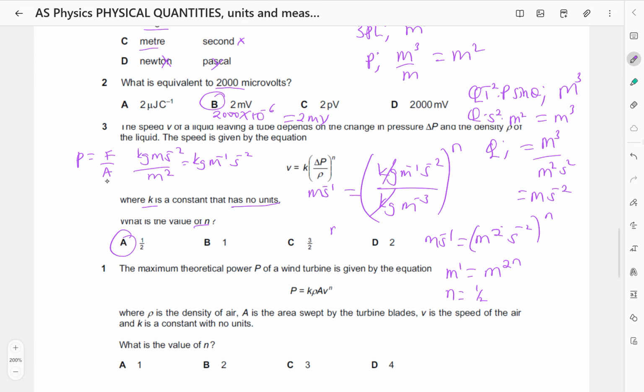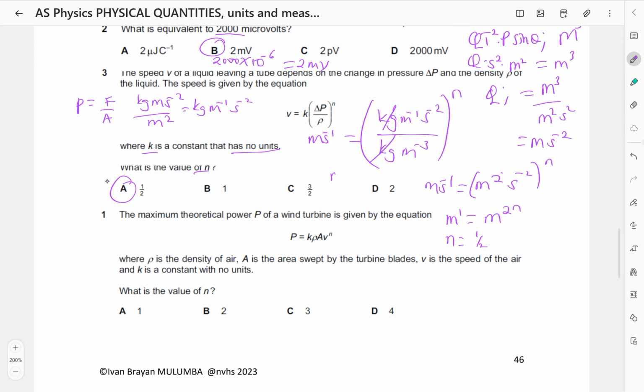n is a half. You could also verify using s. If you say s power negative 1 on the left hand side, should be equal to s power negative 2, again raised to power n. Still you get a half.